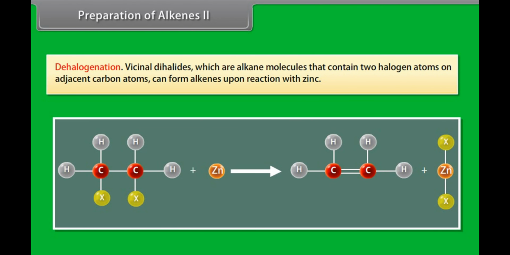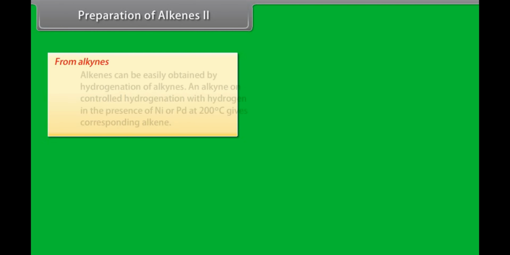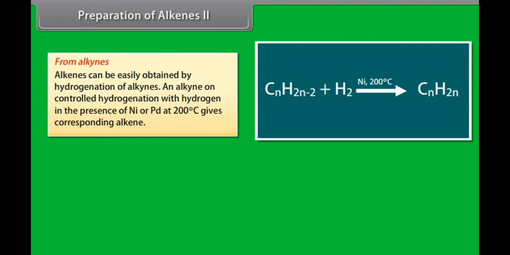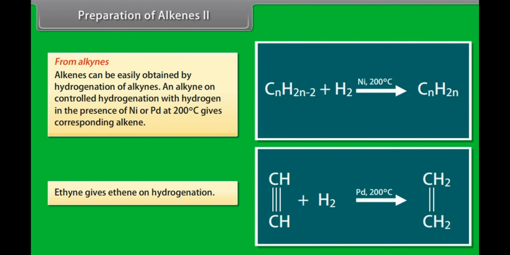Dehalogenation. Vicinal dihalides, which are alkane molecules that contain 2 halogen atoms on adjacent carbon atoms, can form alkenes upon reaction with zinc. From alkynes. Alkenes can be easily obtained by hydrogenation of alkynes. An alkyne on controlled hydrogenation with hydrogen in the presence of Ni or Pd at 200 degrees centigrade gives the corresponding alkene. Ethyne gives ethene on hydrogenation.